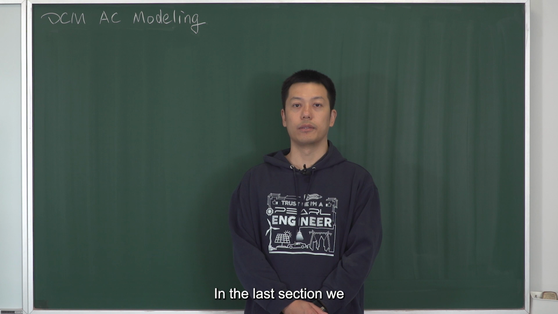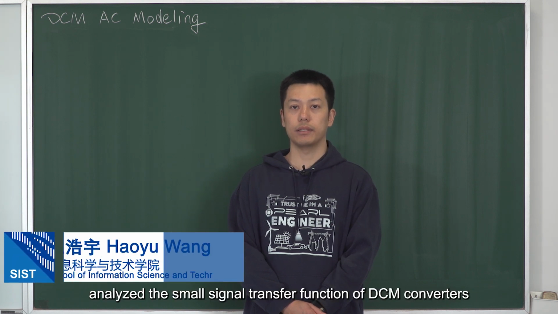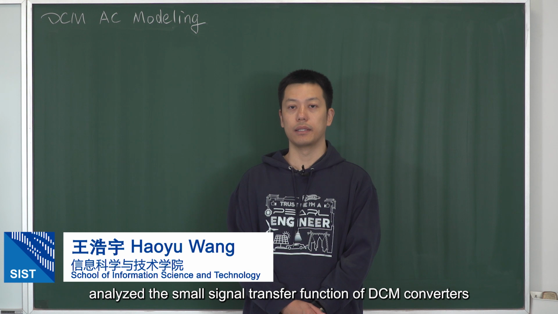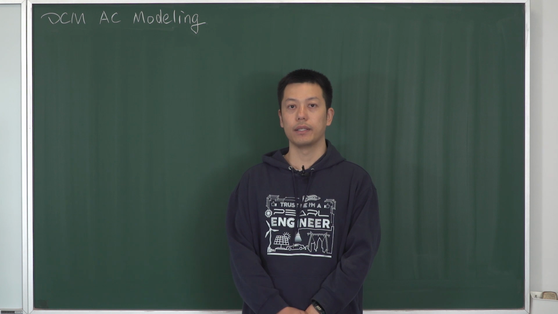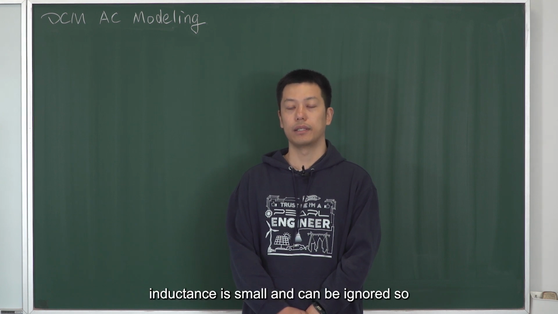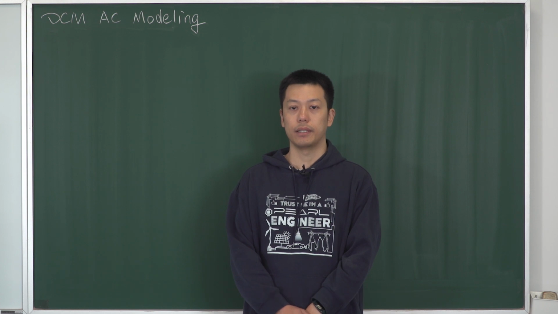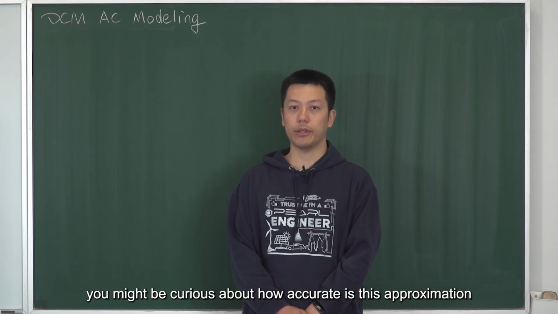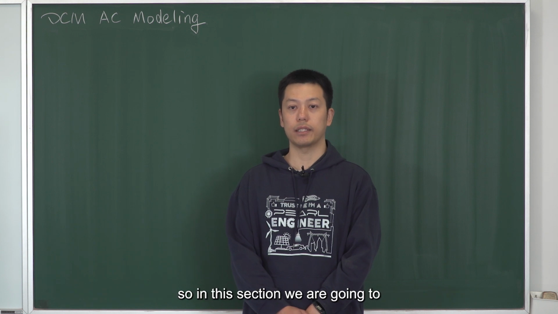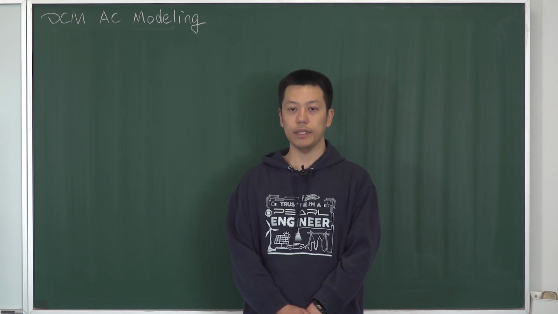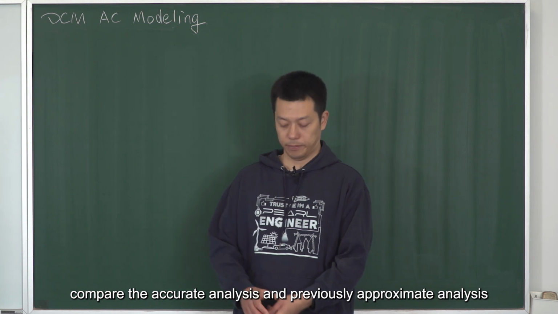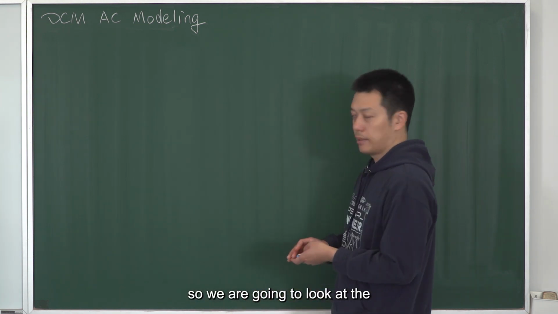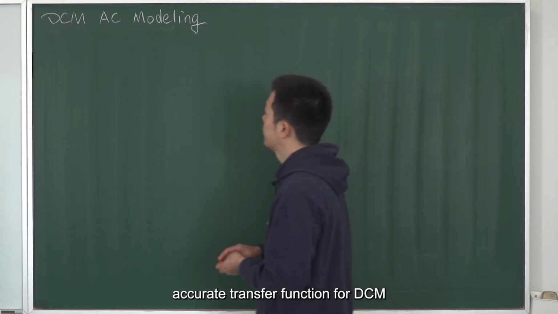In the last section, we analyzed the small signal transfer function of DCM converters. The analysis is based on the approximation that the inductance is small and can be ignored. So you might be curious about how accurate this approximation is. In this section, we are going to compare the accurate analysis and the previously approximated analysis. So we are going to look at the accurate transfer function for DCM.